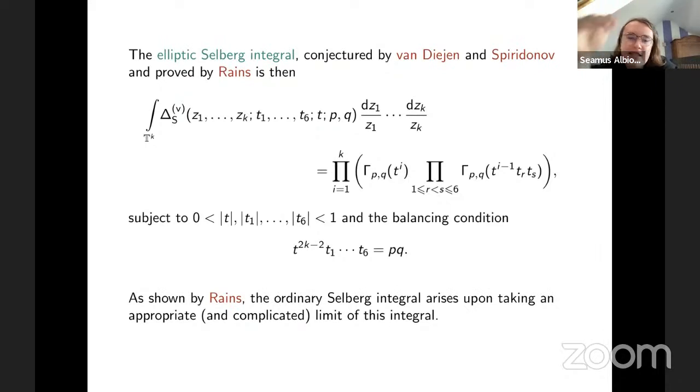But this integral here is often called the type 2 CN elliptic beta integral. And this comes from a slightly different naming convention of Van Diejen and Spiridonov. So if you see this integral and it's called the type CN, I guess I would be CK here because I have a K, or type 2 CK integral, that's why. It's just different naming conventions. But as I said before, I'm taking a different point of view. So now the rank of the Lie algebra is not the number of variables, it's something else.